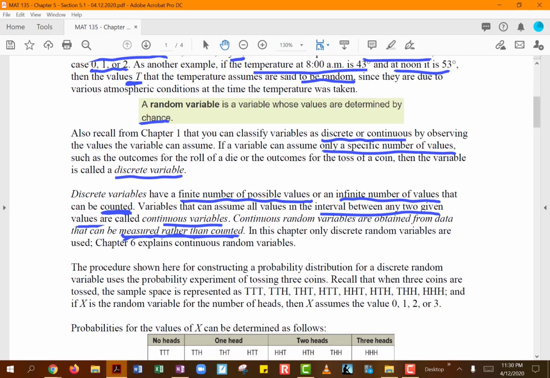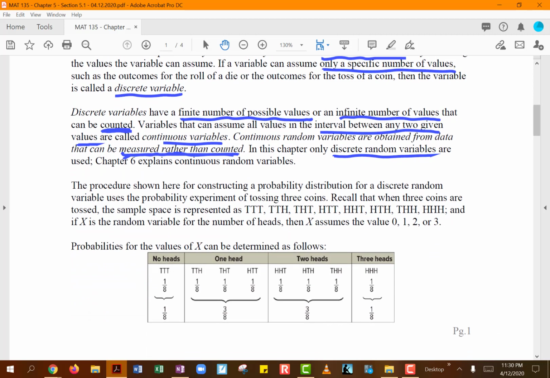For now, we are actually going to be focusing our attention on discrete random variables. We're not going to worry about continuous ones till we get to the next chapter, okay? Alrighty, now that we have defined our variables, we've talked about what random variables are, and that we're only using the discrete random variables in this chapter, now let's get into our probability distribution here.